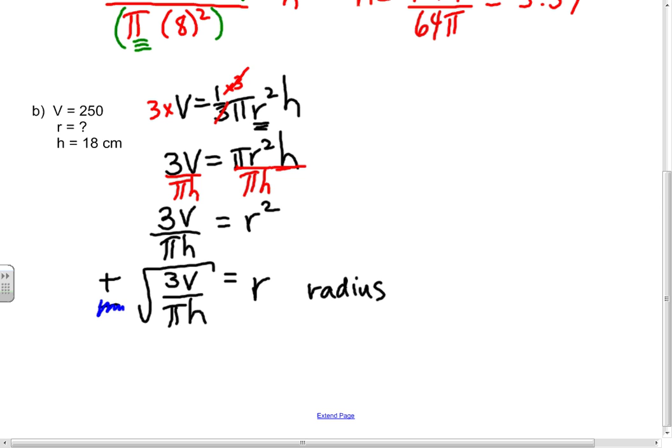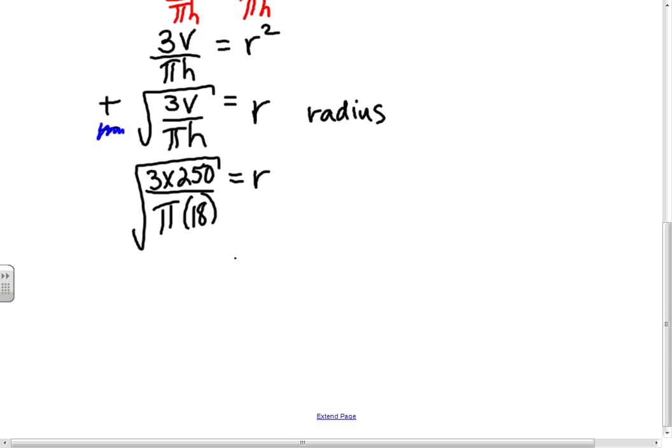So let's put in our numbers. My radius will be the square root of 3 times 250 over pi times the height, which is 18. So my radius is approximately 750 divided by 18 pi, and then take the square root. So I'm writing every single step down here. 750 divided by 18 pi.